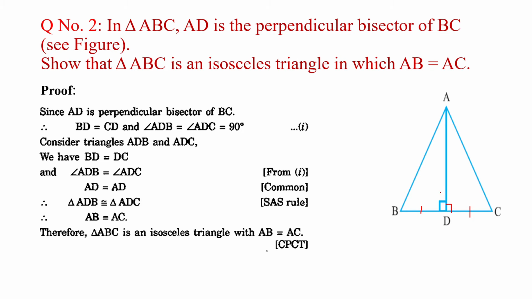Now we will take these two triangles ADB and ADC, in which angle ADB is 90 degrees, angle ADC is 90 degrees. So angle ADB is equal to angle ADC. AD is common, BD is equal to DC, given. According to the SSS rule, triangle ADB is congruent to triangle ADC. Hence AB is equal to AC by CPCT. We can say if AB is equal to AC, the triangle is isosceles, which we have to prove in this question. Triangle ABC is an isosceles triangle with AB equal to AC.